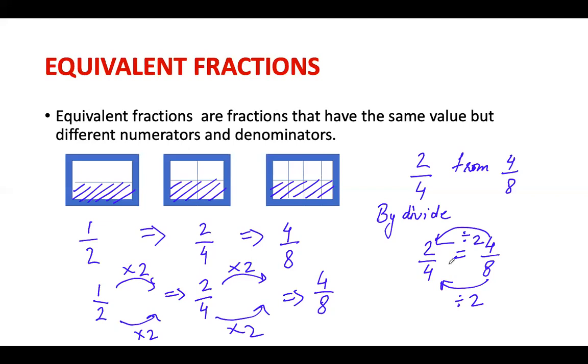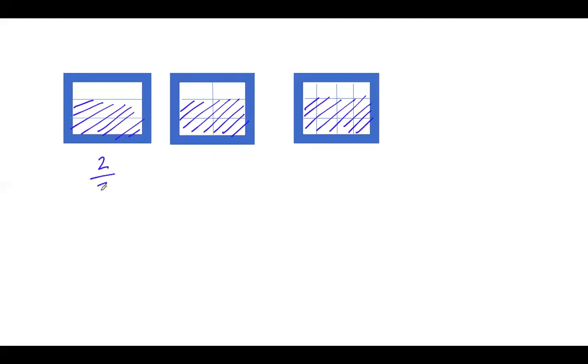Multiplying or dividing both the numerator and denominator by the same number does not change the value of the fraction. So let us take another example. In this, we have 2 shaded parts out of 3. In this, we have 4 shaded parts out of 6. And in this, we have 8 shaded parts out of 12. And these three are equivalent fractions.